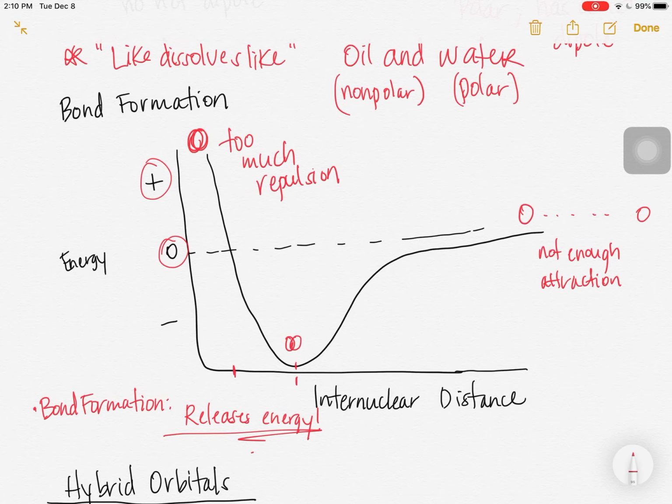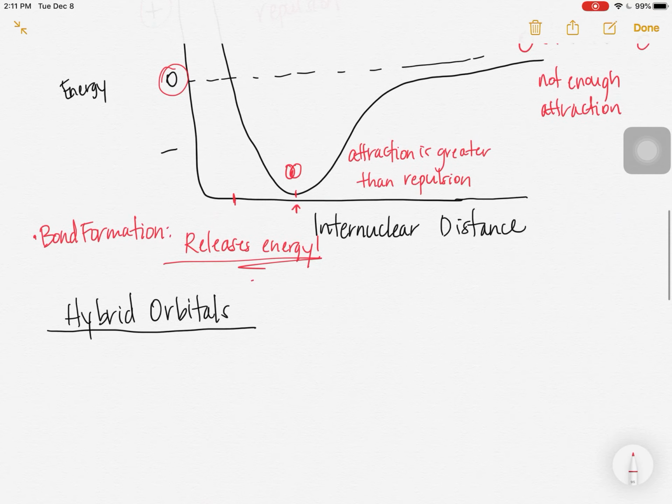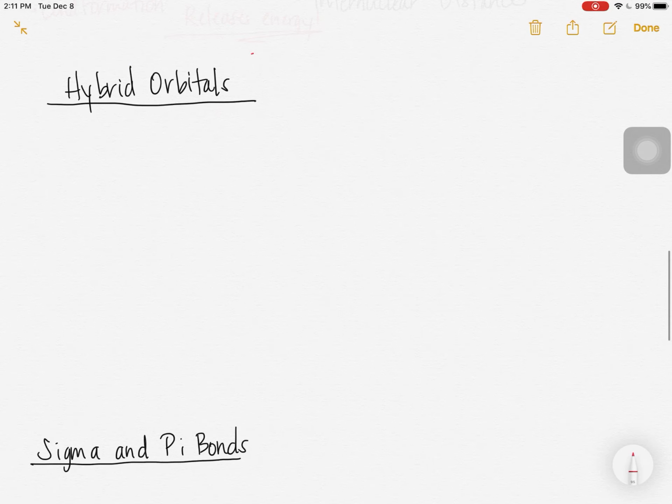scenario where it's that perfect distance to form that overlap, which then leads us to a bond length. And this is where the attraction is greater than the repulsion, right? Keep in mind, there's always still repulsion, right? There's always repulsion between positive protons and other positive protons, electrons and electrons. But in that case, the attraction is just far greater than the repulsion.